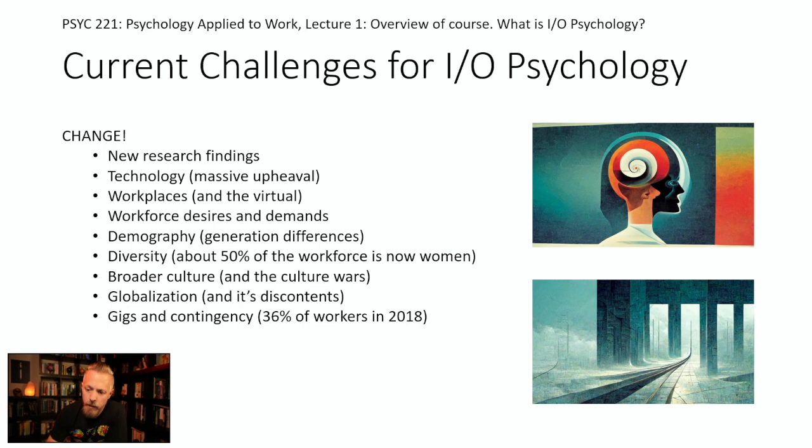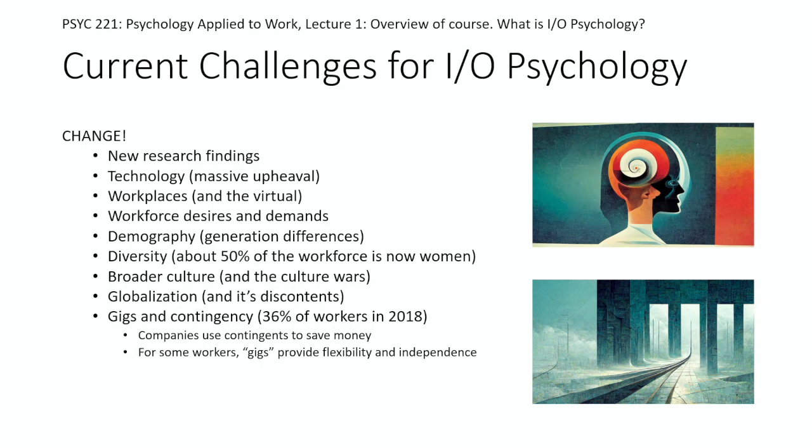These are 2018 numbers, but over a third of workers, it was estimated, were participating in some way in the gig economy, or in a contingent or contract role. Companies sometimes like using contingent or temp workers because it can save them money. And some workers like the gig economy because it can be flexible and independent. But for some people who are struggling, the gig economy is all they can get, and they're actually looking for something better. So it's kind of a mixed bag.